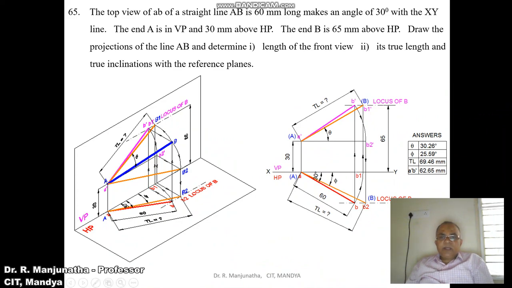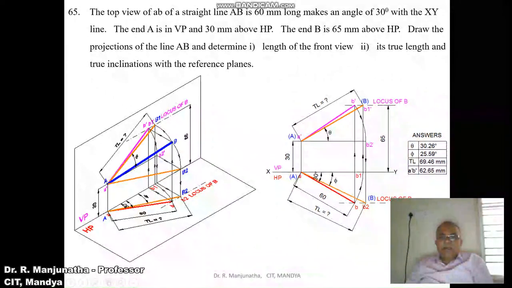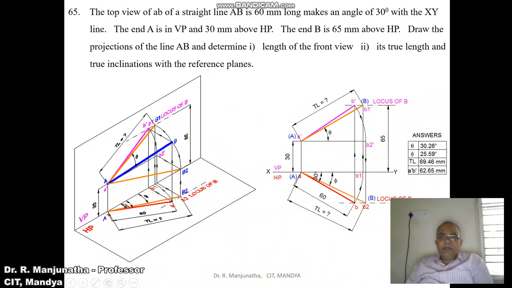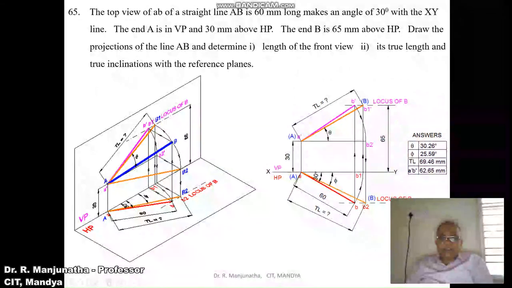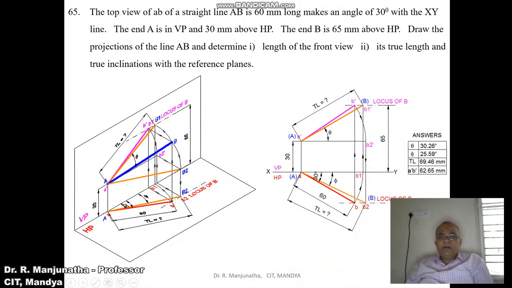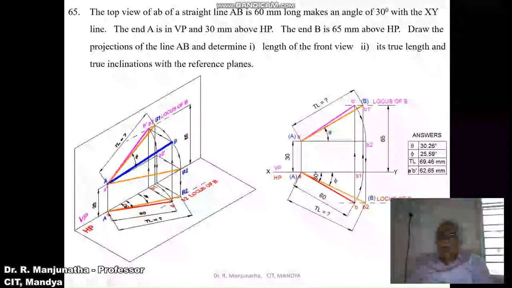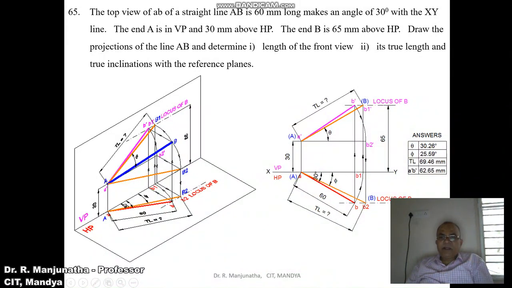Similarly, with A as center, with respect to the XY line, you measure the angle with respect to the vertical plane. You measure the angle which is denoted by phi, and it will be 25 degrees when you are doing it manually. When you are doing it in computer, it will be 25.59 degrees.